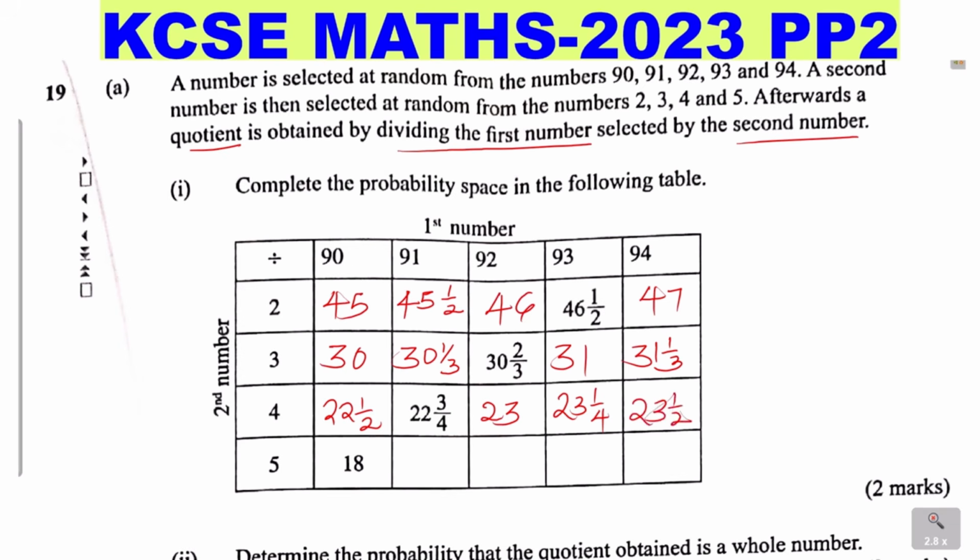The last row, 90 divided by 5, you get 18. So 91 divided by 5 would be 18 and a fifth. Then the next, 92 divided by 5, we write the answer here. That would be 18 and 2/5.